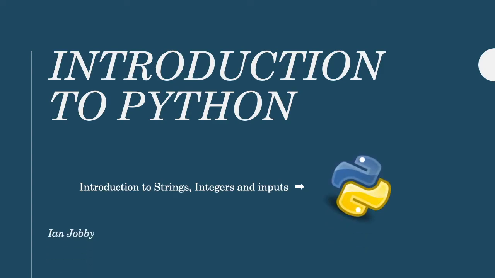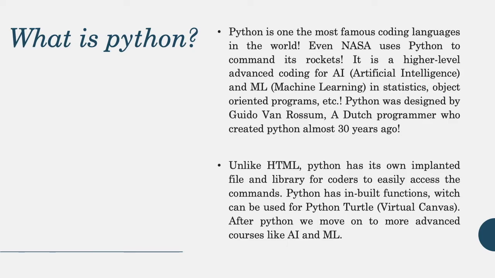So before we start learning what Python is, what is Python? Now Python is one of the most famous coding languages in the world. Even NASA uses Python to command its rockets. It is a higher level advanced coding for AI, artificial intelligence and ML, which is machine learning. We use Python in statistics, object-oriented programs, etc.